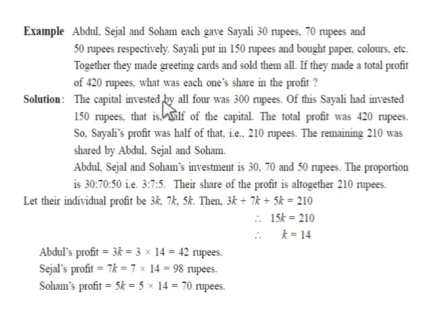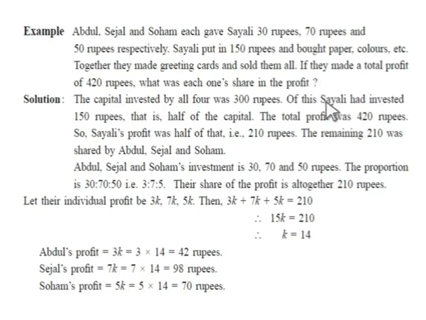The capital invested by all four was 300 rupees. If you add 30, 70, 50 and 150, the sum you will get is 300 rupees. 30 plus 70 is 100, 100 plus 50 is 150, 150 plus 150 is 300 rupees. So this is the total investment made by all four, that is Abdul, Sejal, Soham and Saili.